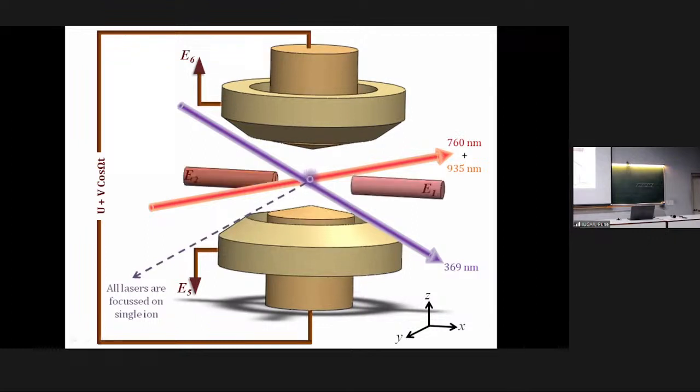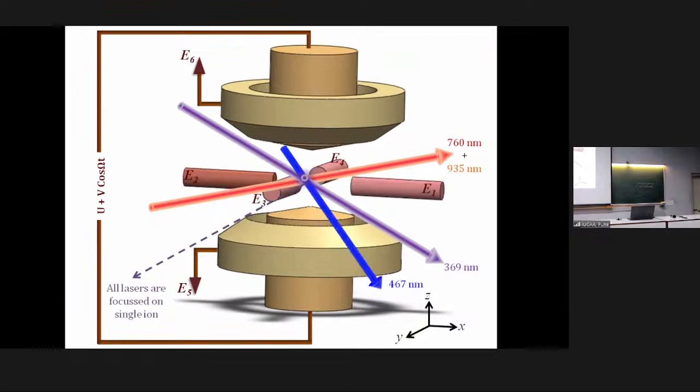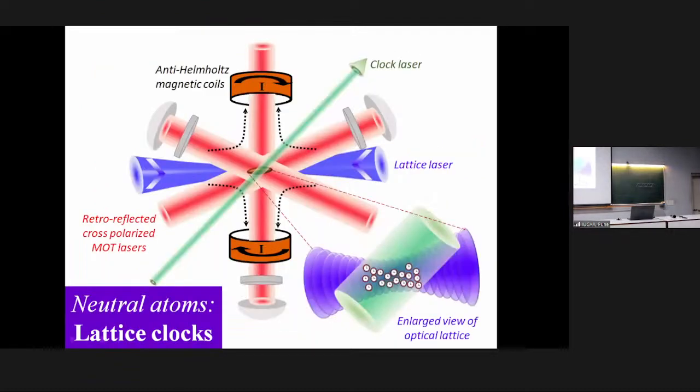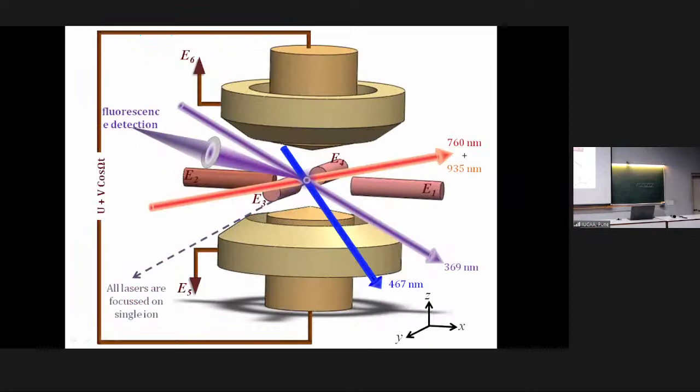Then you drive the clock transition. You drive this very narrow line with an ultra stable laser. You shine it on the ion, and you drive the clock transition, and then you do all the rest of the things which I described to make this clock operation. So this is a pictorial representation of the trapped ion clock. Now I will go to the neutral atom thing.